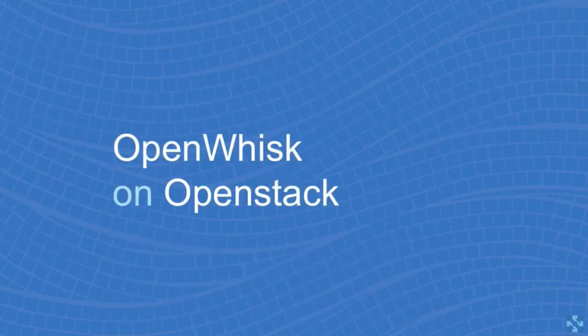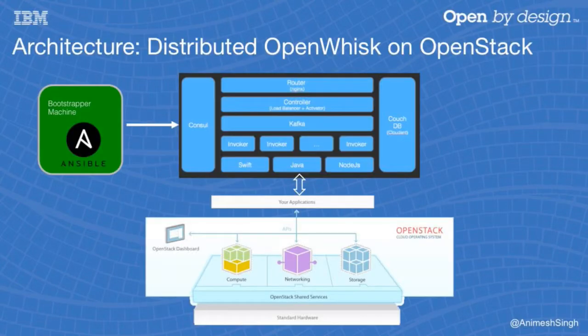With that, let me talk briefly about how we can put OpenWhisk on OpenStack. Essentially, we begin with what we call a bootstrapper machine. That bootstrapper machine can be on your laptop, or in a lot of cases, you can put it on OpenStack itself. In a lot of deployments we are doing, we put it on OpenStack itself. There is a GitHub repository from where you pull down a lot of Ansible recipes for deploying OpenWhisk on top of OpenStack.